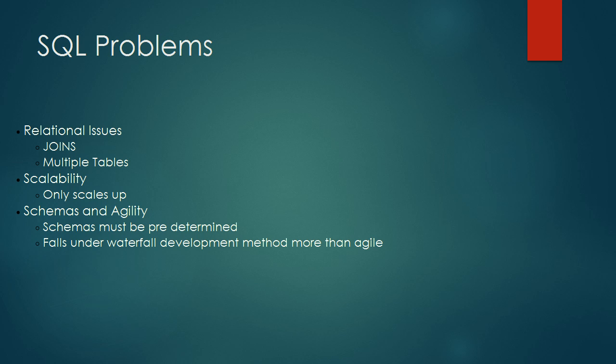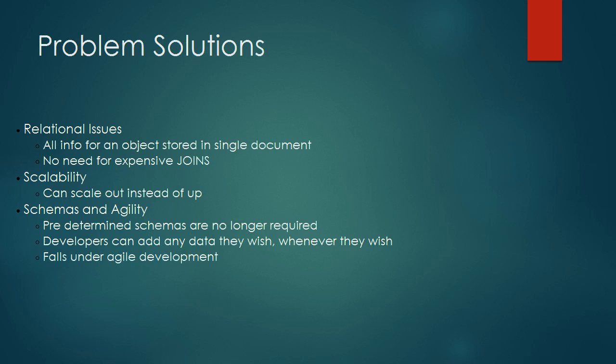Now that we discussed the problems, let's talk about the solutions that NoSQL provides. The solution that NoSQL provides for the relational issues is that it allows all the data for an object to be saved in one document. This removes the need to join multiple tables together, which speeds up the data retrieval. It also allows for simple modeling of objects, which makes for easier development.